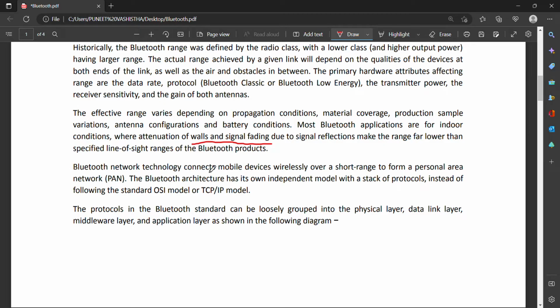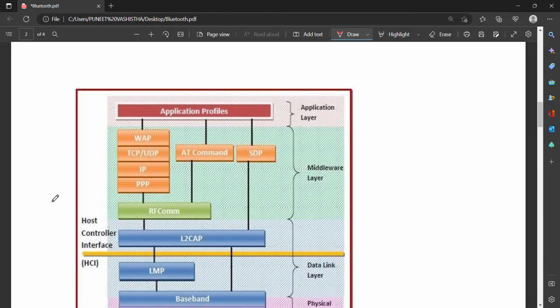Bluetooth network technology connects mobile devices wirelessly over a short range to form a personal area network, right? That I have earlier told you. You can connect the mobile device wirelessly over a short range of distance, and you can form your personal area network as well. So Bluetooth architecture has its own independence. In this Bluetooth lecture, the very important thing is the architecture of the Bluetooth, right? We are moving towards the architecture here.